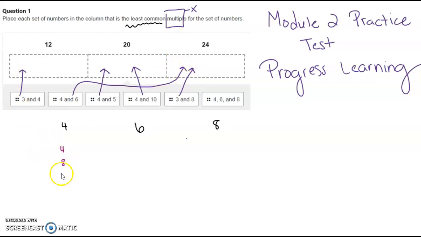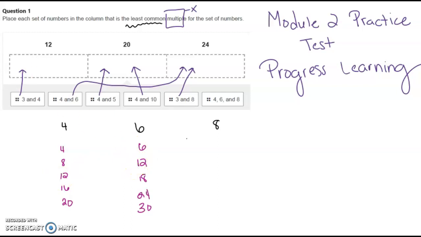We have 4, 8, 12, 16, and 20. I'm going to do the same thing with the number 6. So we have 6, 12, 18, 24, and then 30. Now, look at this. They both share a 12. That's helpful. We knew they both share a 12.